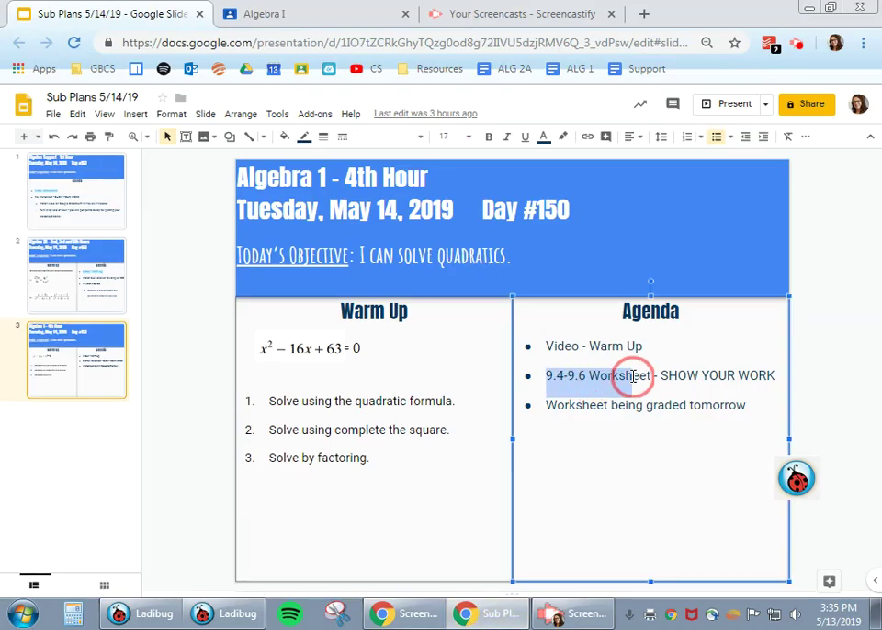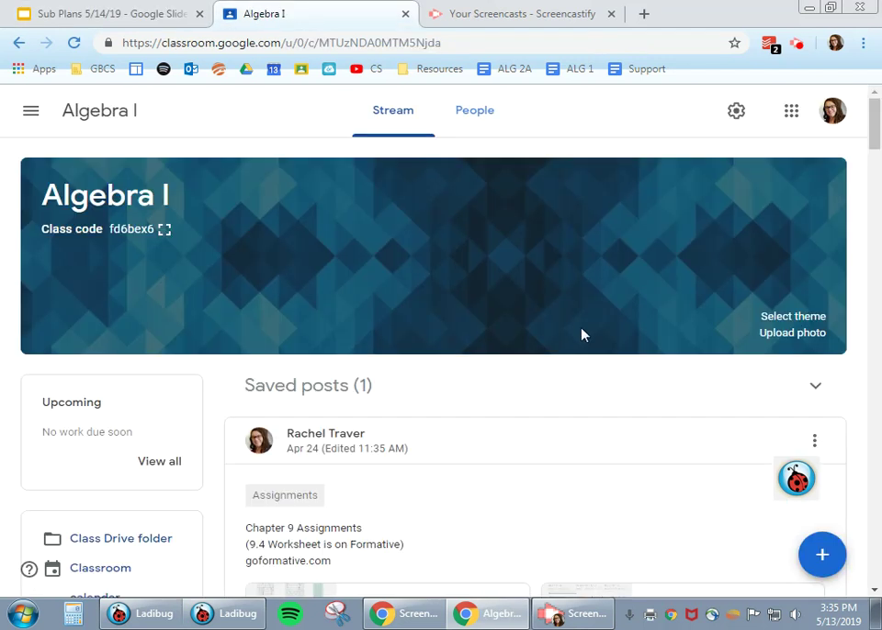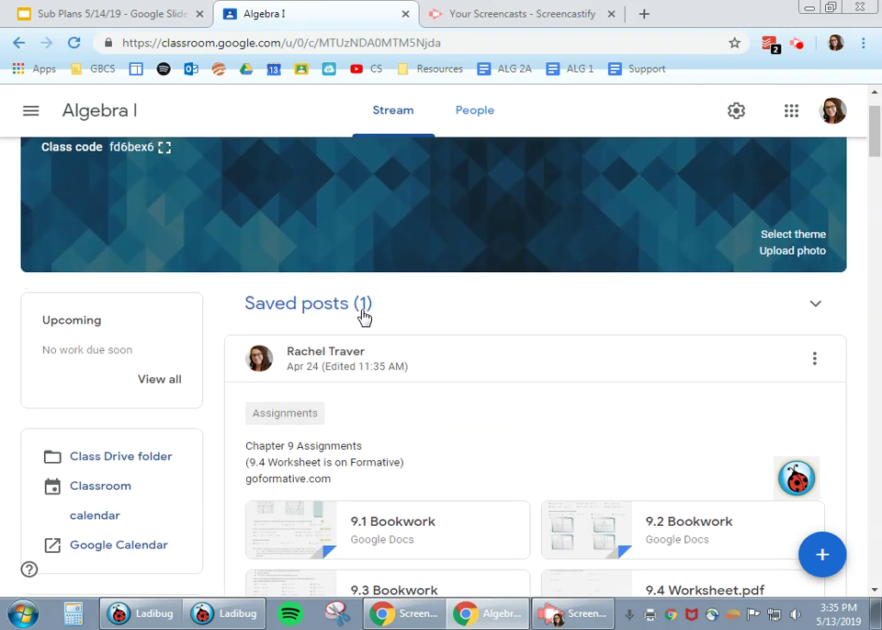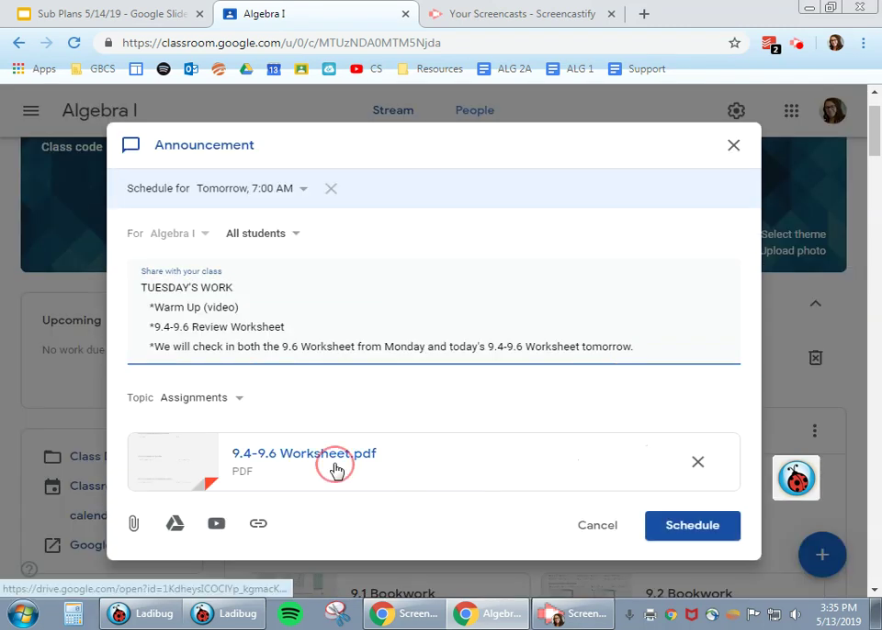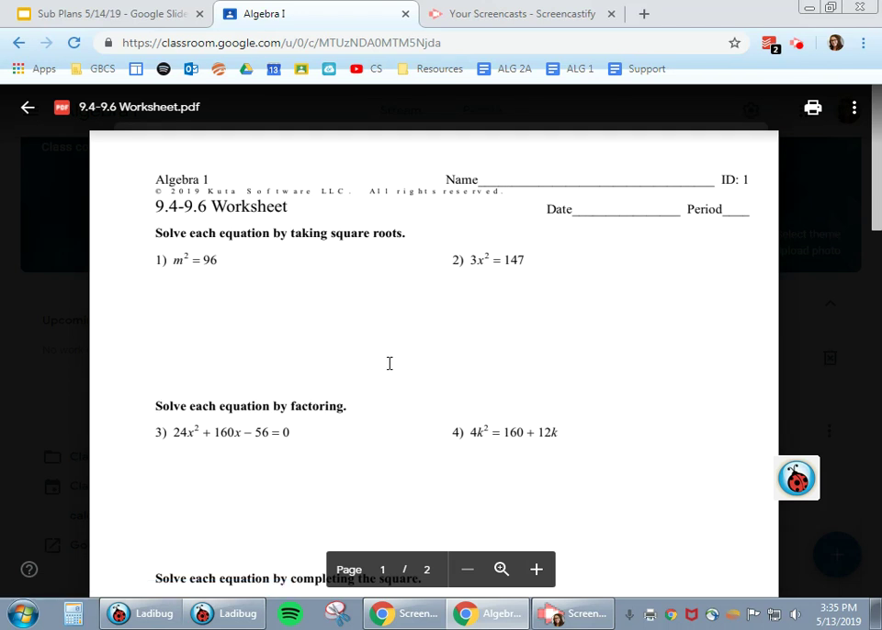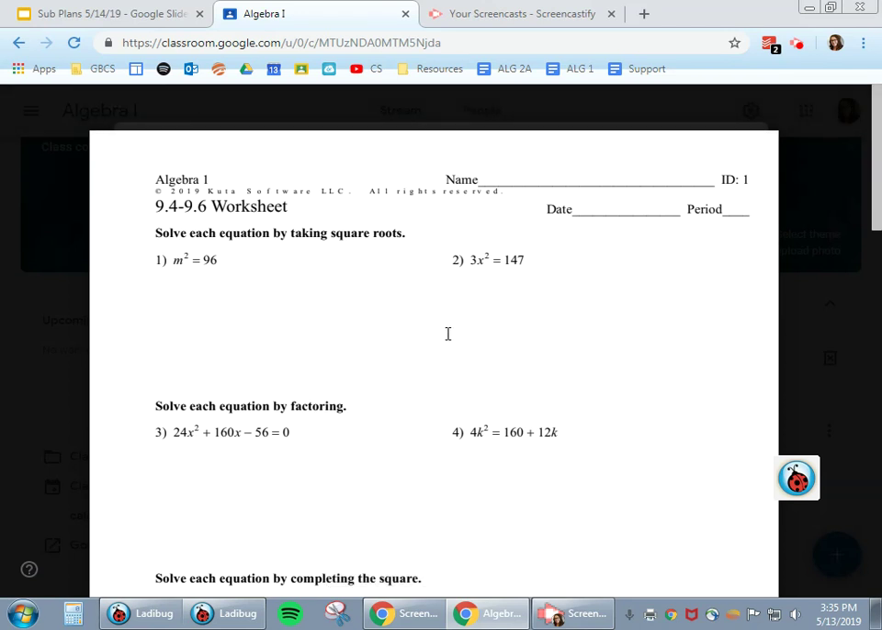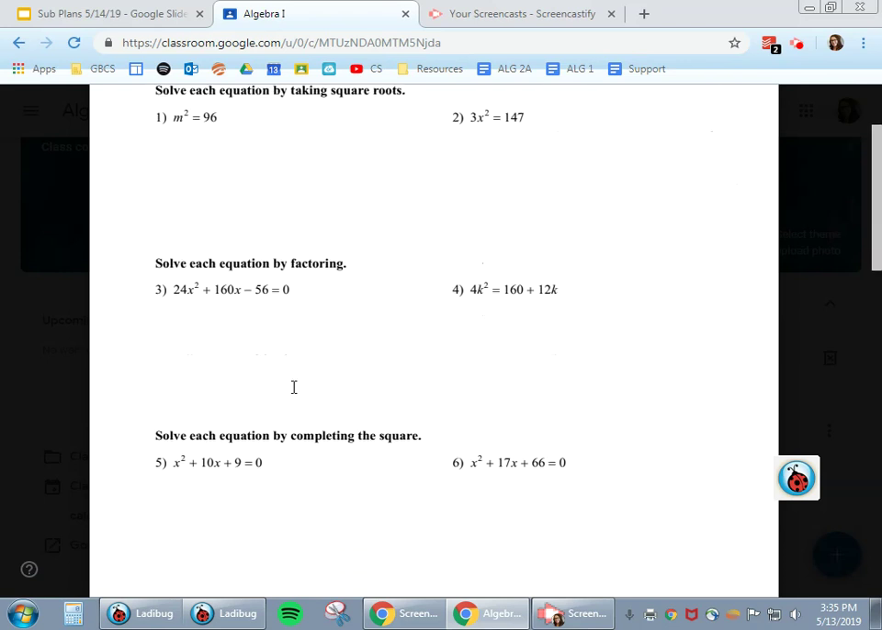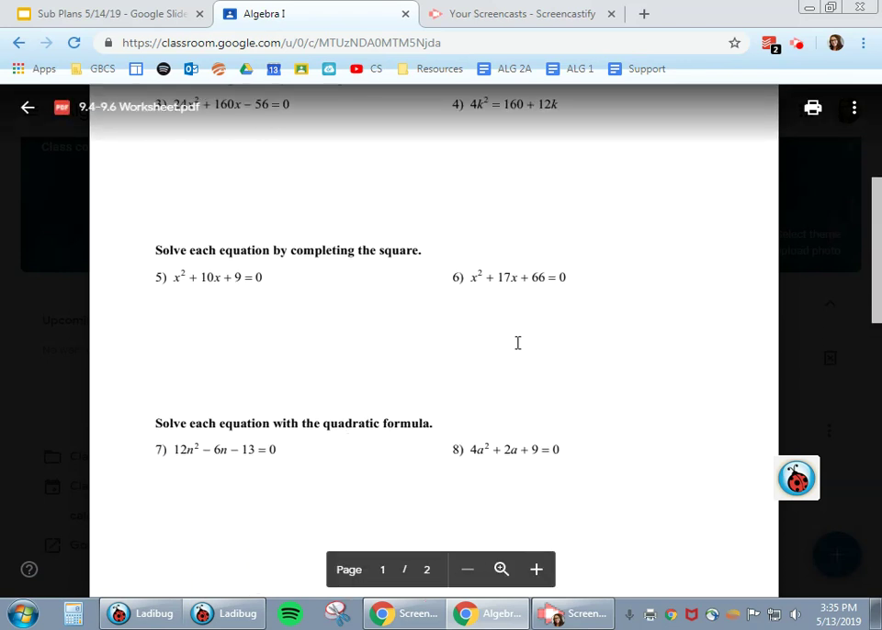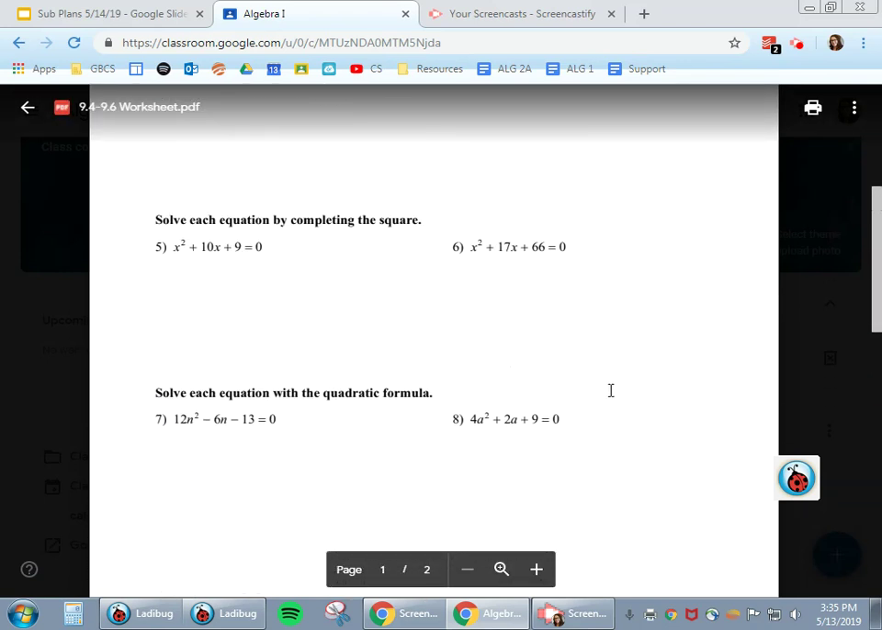You've got a worksheet over 9.4 through 9.6. 9.4 was factoring to solve. 9.5 was factoring with complete the square method to solve. And then 9.6 was the quadratic formula. So it's got some of each. And then you've got a paper version that will be handed out to you. But here's what it looks like. Notice in the beginning, I just want to remind you of each way. There's some that we haven't done in a while, but these ones are pretty straightforward. You just square root both sides and simplify, and you get your answer on problems like 1 and 2. You could also factor, complete the square, or use the quadratic formula. So there's 2 of each.